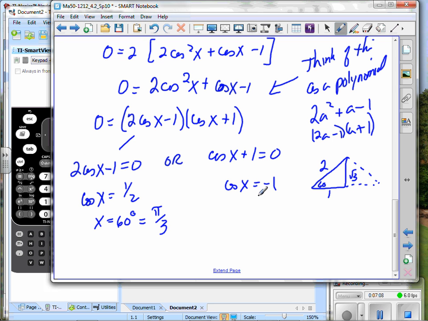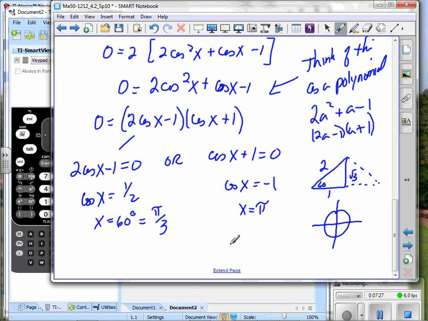Over here we have cosine x equals -1. For that, I think of the unit circle. Where would I have a cosine as -1? It's going to be at pi.